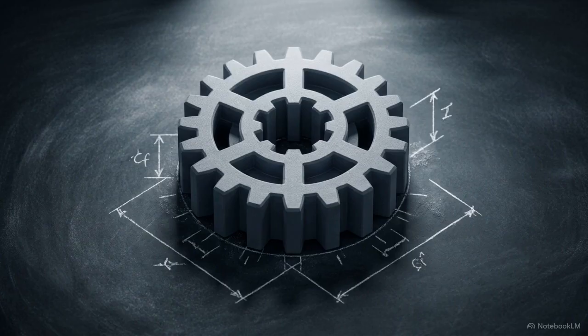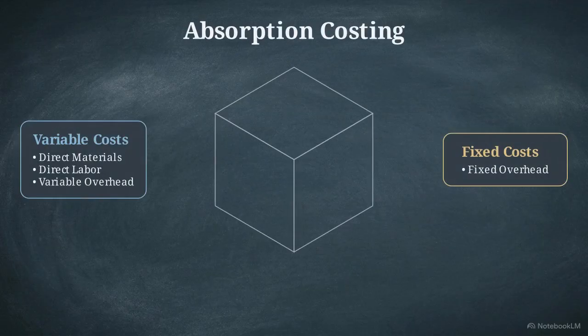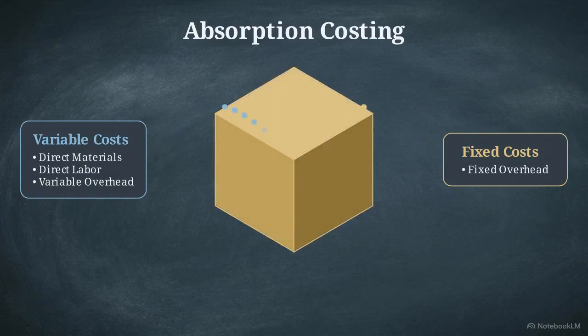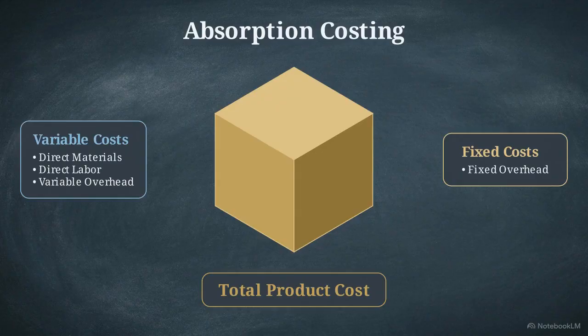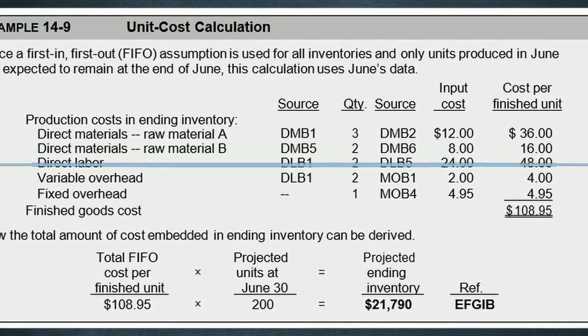Now we shift from calculating raw inputs to valuing a single fully assembled finished unit. This step is governed by a strict external reporting mandate, absorption costing. Under absorption costing, all manufacturing costs, both variable and fixed, must be completely absorbed into the cost of the product. This table breaks down the unit cost calculation, allowing us to see absorption costing in practice. The exact labor output we just calculated becomes the direct input for the schedule.